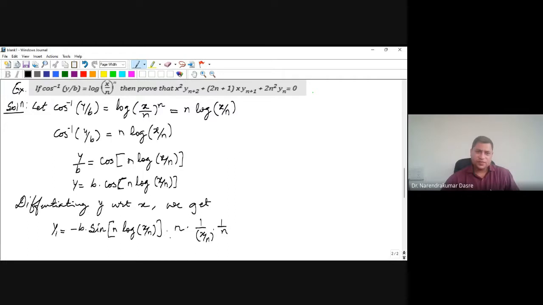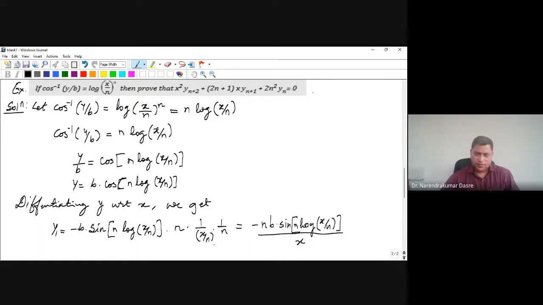So this n and this n we can cancel, and hence we can write minus nb sine of n log of x by n, and all this term is divided by x. We have cancelled this n, then this n will come in the numerator and this x will be in the denominator. So it becomes minus nb and then sine of this term, divided by x.